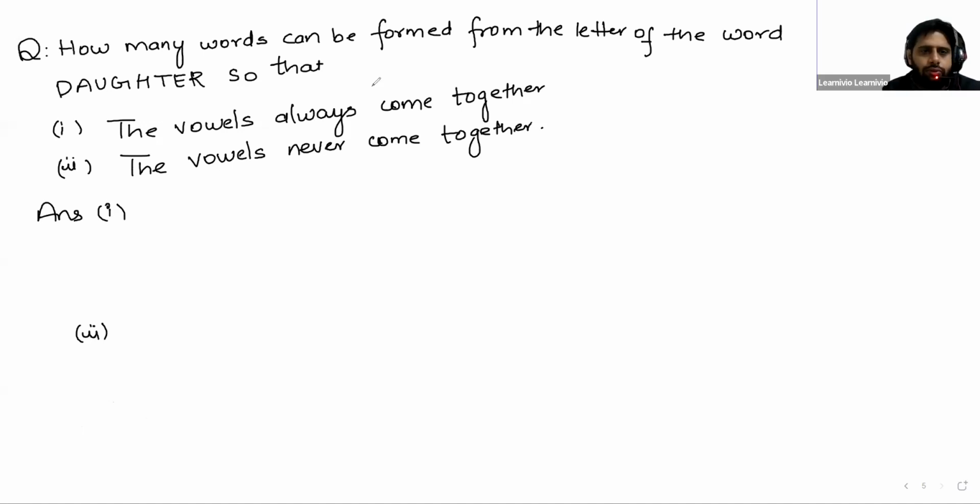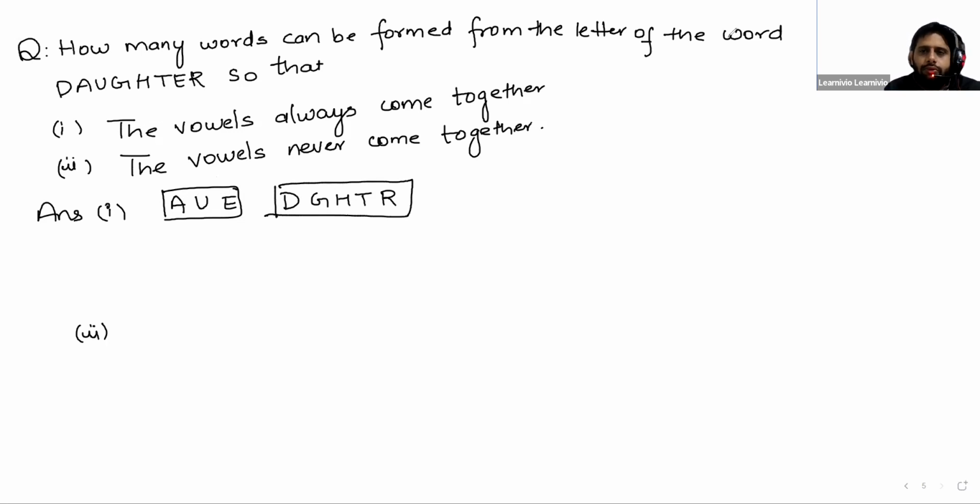Now, the question is how many words can be found from the letters of the word DAUGHTER so that vowels always come together. Okay, vowels should be together. So how can this be done? Vowels are A, U, and E, and the remaining consonants are D, G, H, T, and R. They are saying vowels are together. We have already done these types of questions. Whenever they say that these alphabets should come together, we treat them as a single alphabet.